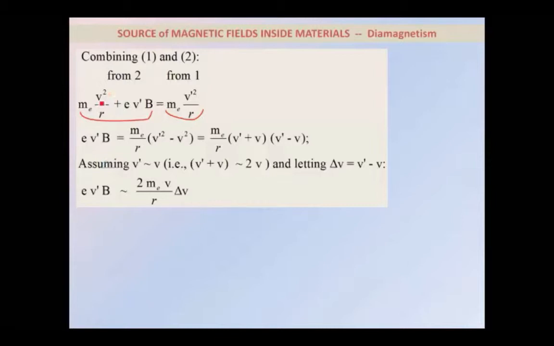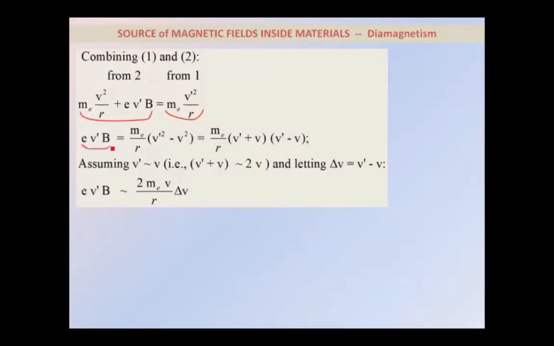This contains both a v and v prime. Rearranging this, solving for e v prime B, we have the difference between the squares of v prime and v times this quantity here. We can expand that to v prime plus v times v prime minus v. We're going to assume that this change is small. In that case, we can say that the positive addition is going to be 2v, and we're going to let the negative difference be delta v. If we put that in, then here's our e v prime B, which is approximately equal to 2 m sub e v over r. We've taken this quantity here and set it equal to 2v. Now we have an equation for this change in speed that is then related to the fundamental constants and B.